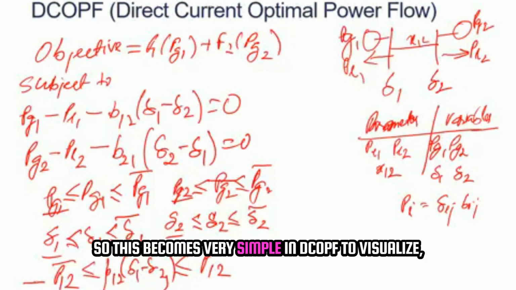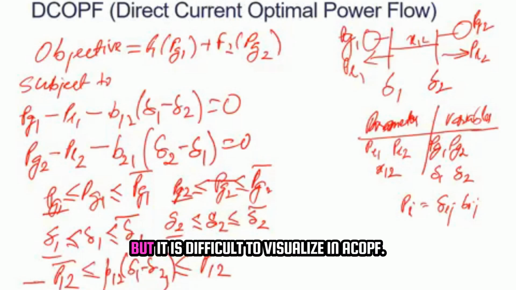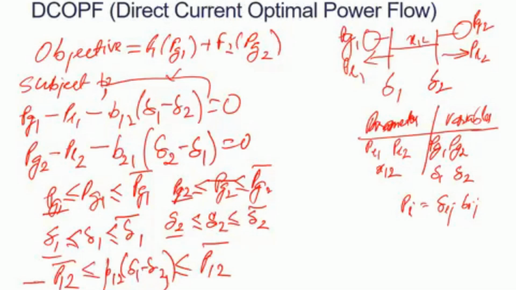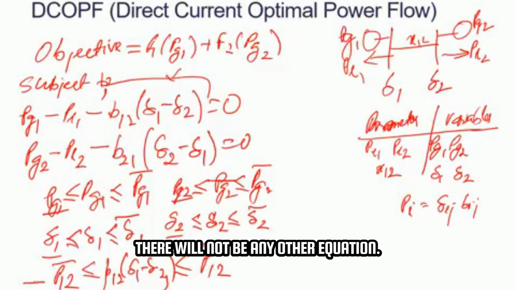So this becomes very simple in DC OPF to visualize, but it is difficult to visualize in AC OPF. So this expression is nothing but the power flow on line 1, 2. Will there be any other equation here or it is done? It is done, sir. There will not be any other equation.